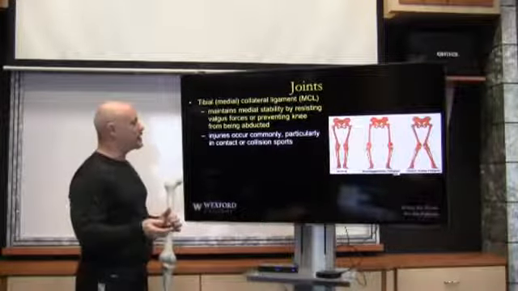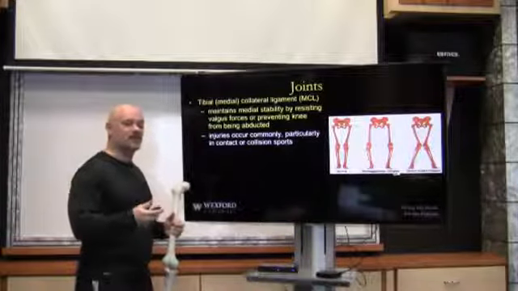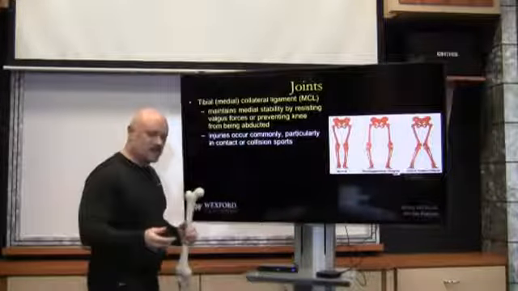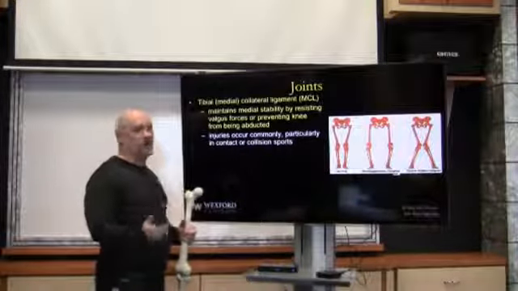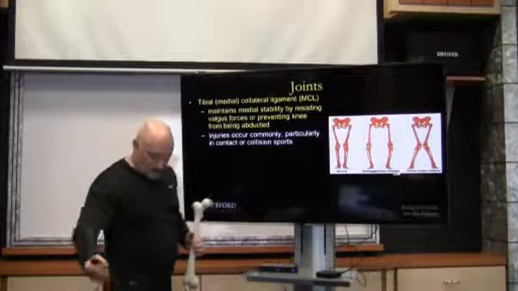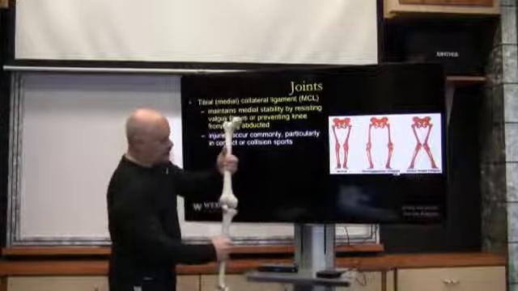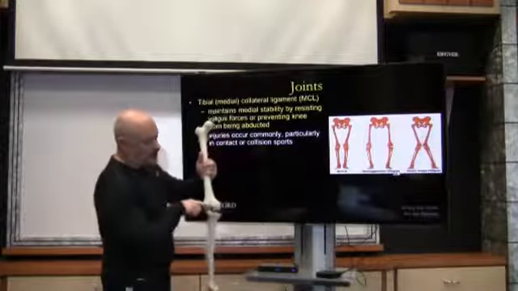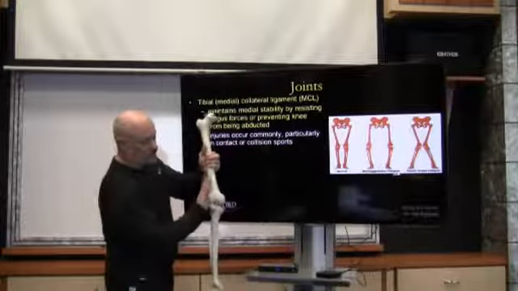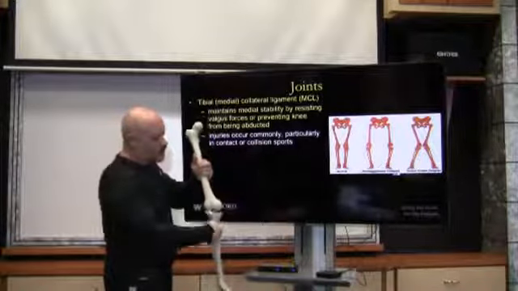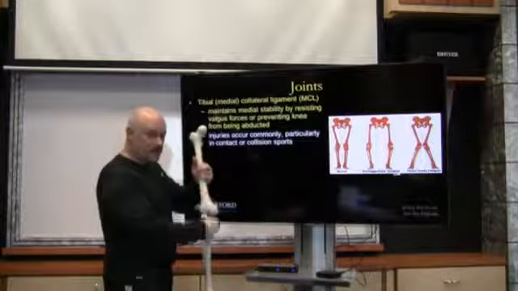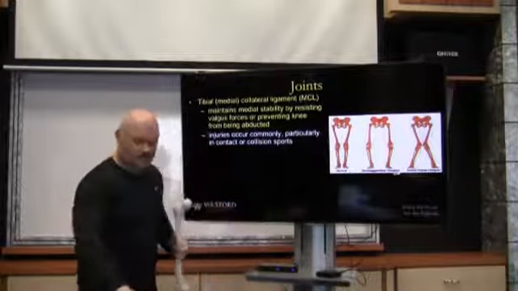Injuries occur commonly, particularly in contact or collision sports. So if somebody plants their foot, if you look at soccer, basketball, especially football, you get hit from the outside. What happens? If you look at the knee, it will buckle in on that side. So you hit them right there, and the knee moves that way. So it's going to stretch that MCL, and that could cause it to tear.